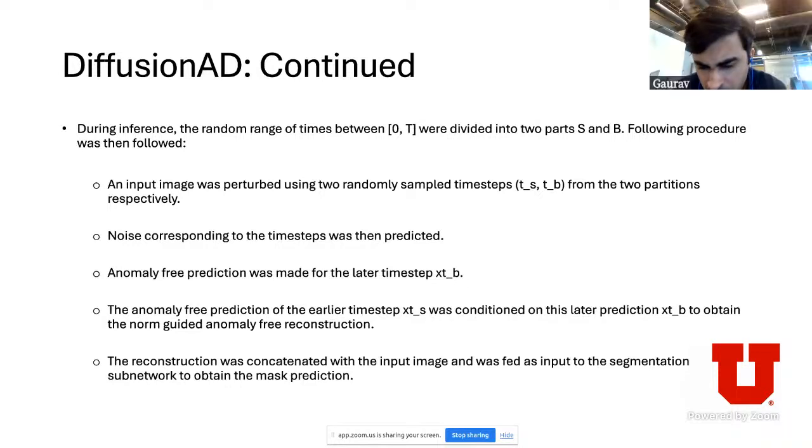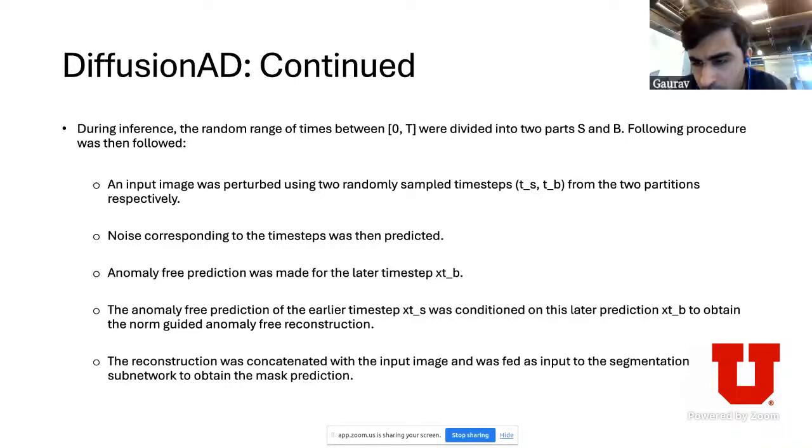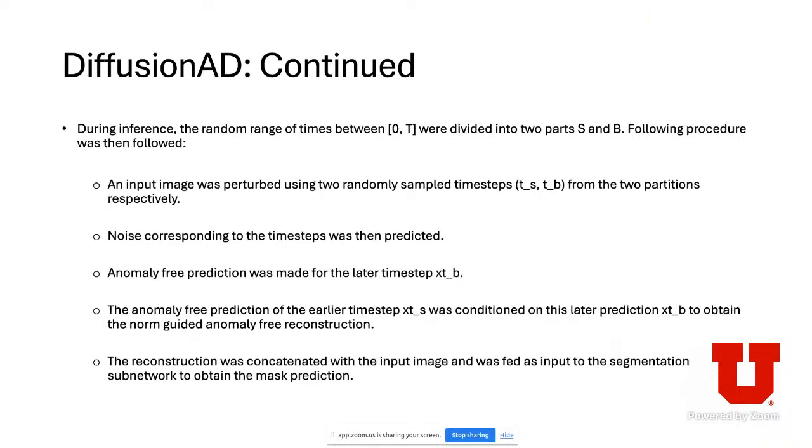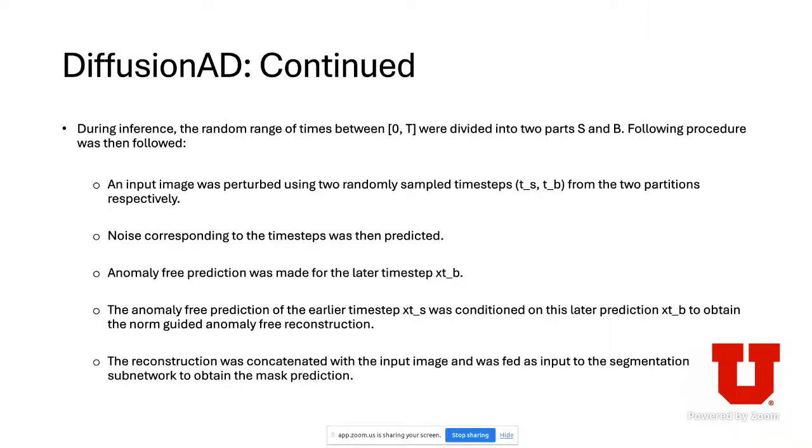So that means, of course, the image at TB should be closer than the image at TS, right? Yes, so the TB image will have more noise as compared to the TS image as we are going in the forward process. And then it should be a coarser anomaly-free prediction of the earlier time step XT, and TS was conditioned on this later.